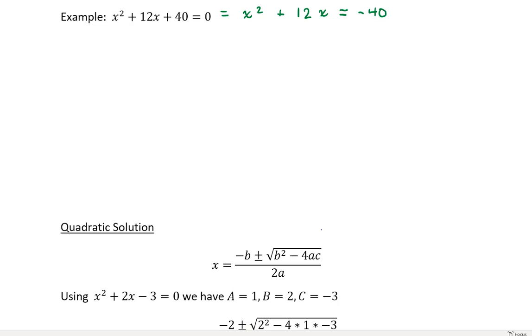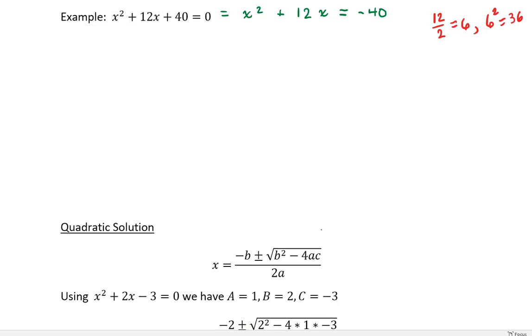Alright, at this point we're going to do some work off to the side. I'm going to take my b, which is 12. I'm going to say 12 divided by 2. That's going to give me 6. And then I have to square the 6 to get 36. So this is what I'm going to add to my formula.